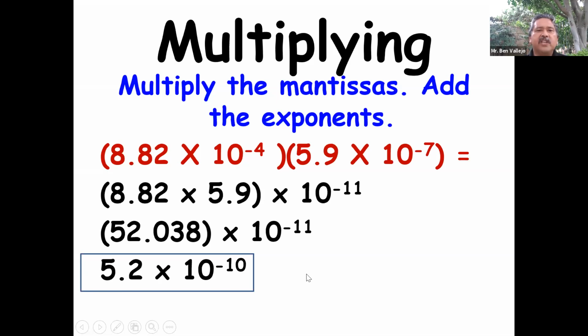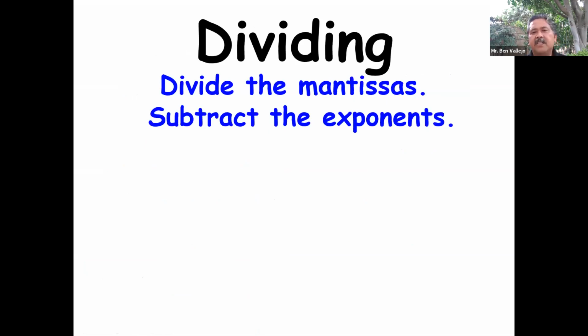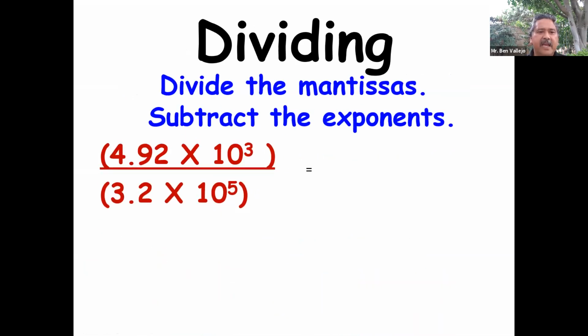Let's do one more, division. When you divide, it's similar, but what you're going to do is divide the mantissas and subtract the exponents. So that's what you do when you divide. Here's my example. I'm going to divide these two numbers. But remember, the x and the 10 are the same. I'm going to take these exponents and subtract these. So that's what's going on right there.